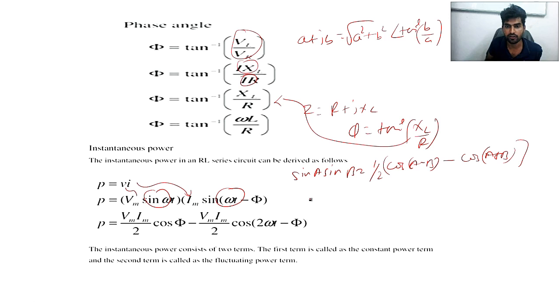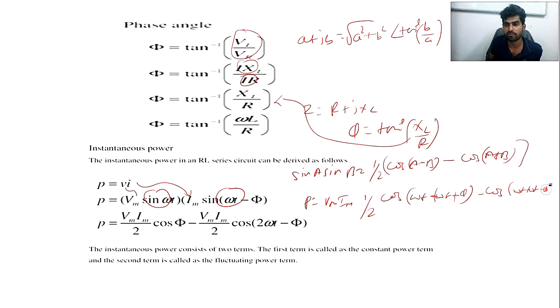So I'll be using it over here, power is equal to Vm Im common outside. 1 by 2 of cos omega t minus omega t minus phi whole, minus cos omega t plus omega t minus phi. So definitely omega t gets cancelled. Only you will get Vm Im by 2 cos phi minus Vm Im by 2 cos 2 omega t minus phi.